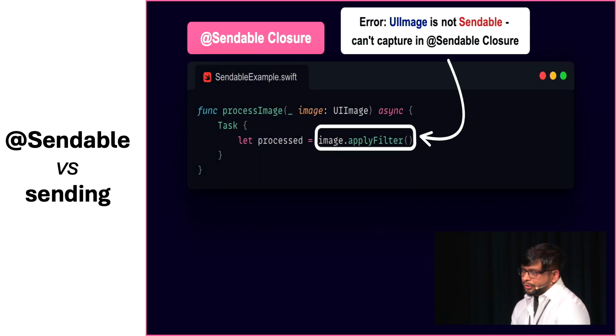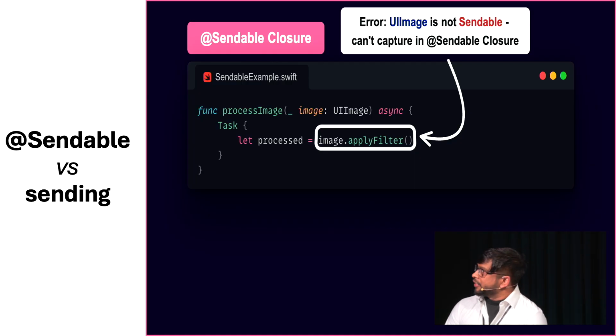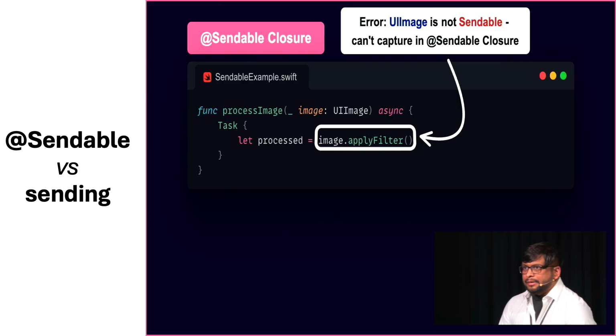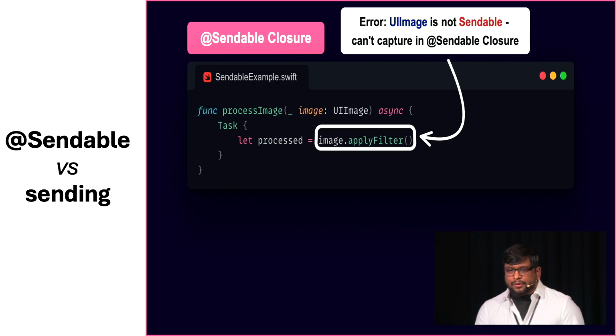Let's clarify the 2 keywords that can confuse everyone. Sendable closure and sending. They sound similar, but they are completely different concepts. Sendable, the type can be shared safely. Sending, the value is moving permanently.